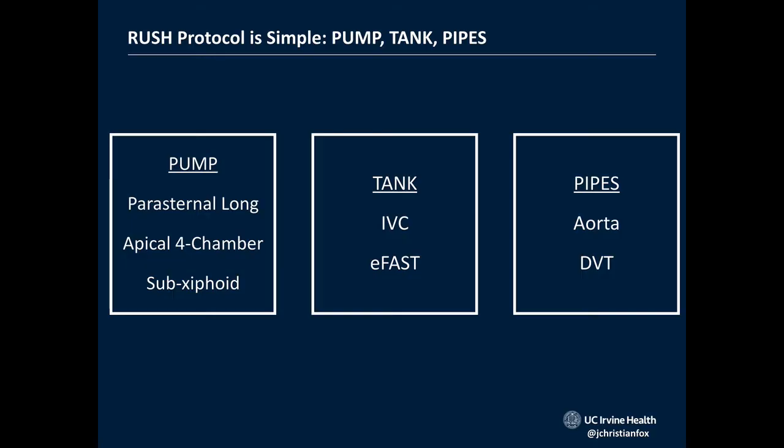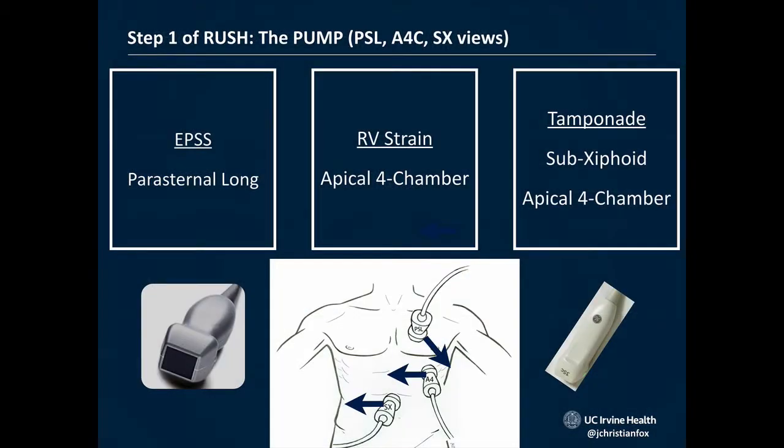So we're going to start with the pump. Now, with the pump, there are 3 views we're going to do. There is a parasternal long axis for E-point septal separation, and there's RV strain using the apical 4 chamber, and then we're going to be looking for tamponade, and you could do that in the subxiphoid region.